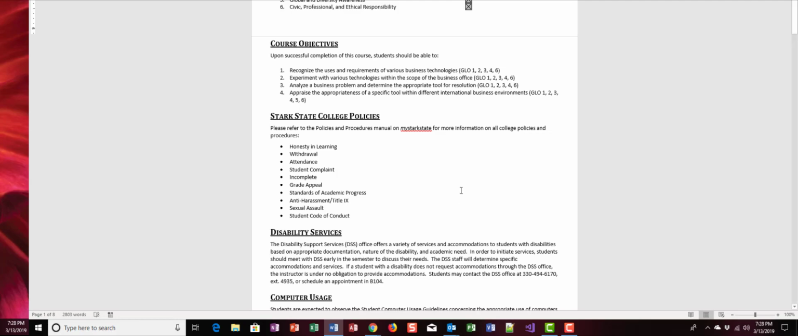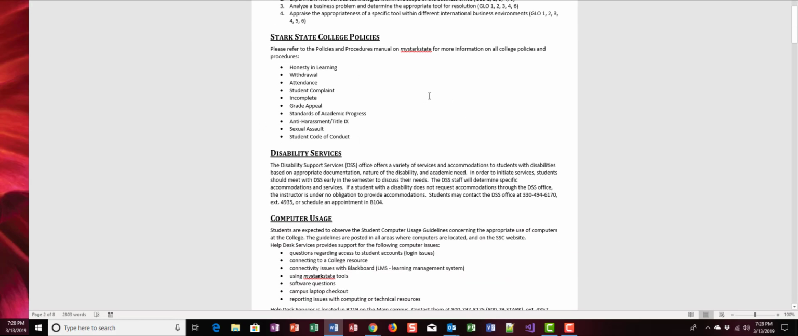All right, so the policies section, I am not going to go through all of these, but the thing that I want to say about this is you as a student have rights. And if you feel that your rights have been broken, or you're not getting what you believe you should be, the place that you would go is this policy and procedure manual. It's out on My Stark State. These are some of the common student ones.